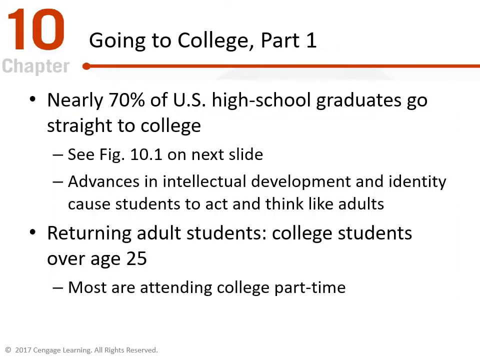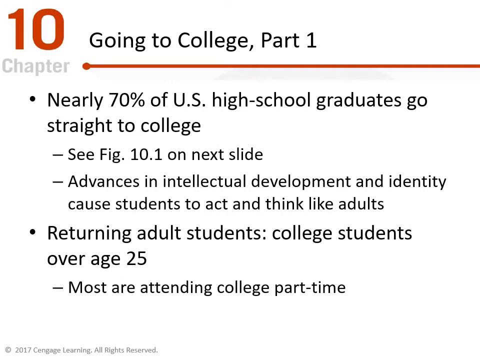Another role transition or rite of passage that you may have come up with was going to college. Is going to college a way to transition to adulthood? Well, nearly 70% of U.S. high school graduates go straight to college, and we'll look at that figure on the next slide in a moment. They found that advances in intellectual development and identity cause a student to act and think like adults. There's a lot that would say going to college is going to teach you how to be an adult. You have responsibility, you're thinking higher, maybe problem solving, critical thinking. But does that paint the whole picture?